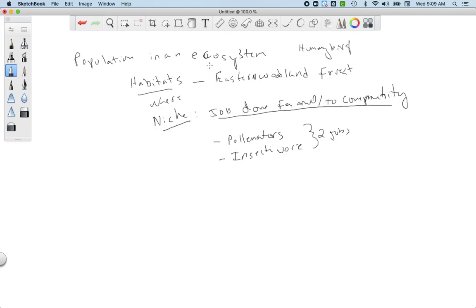So they're in an ecosystem. Their habitat is the eastern woodland forest, and their niche, or part of their niche, is to be pollinators and insectivores. There are other possibilities you can have for niches. Predators, which we talked about. Prey, somebody's got to be the food. Predators, prey, and then there were some other relationships between organisms that we called symbiotic, and there were different forms of symbiotic, different ways they could live together. We'll get into more of that later on.